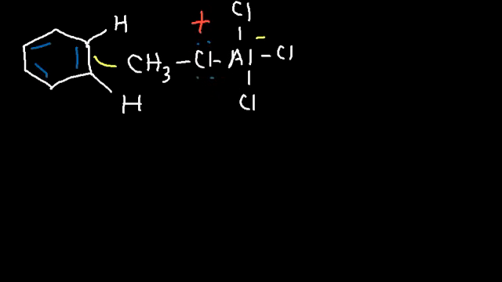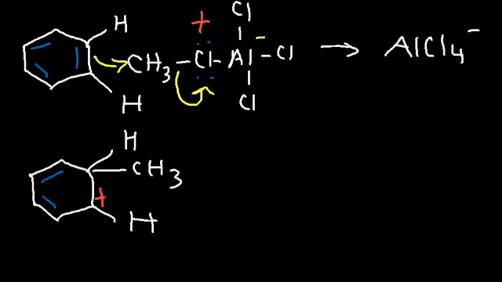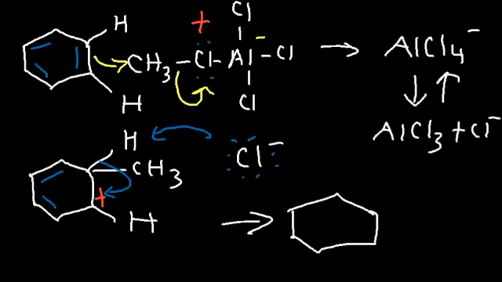The benzene ring is going to attack the methyl carbon, breaking the carbon-chlorine bond, avoiding the formation of an unstable carbocation intermediate. So now the plus charge is on this carbon. Here we have AlCl4-, which can dissociate back into AlCl3 and Cl-. So now let's use a chloride ion to get rid of the hydrogen, forming the double bond. So now we have our product. This product is called toluene.